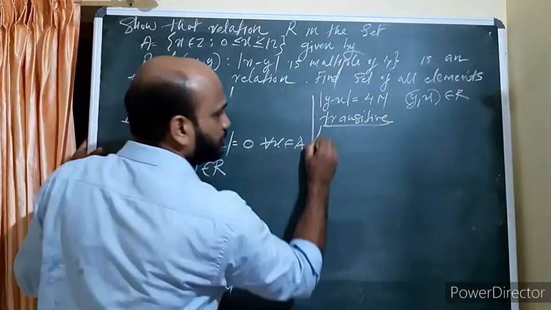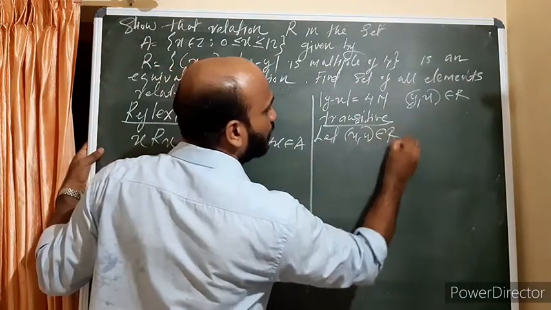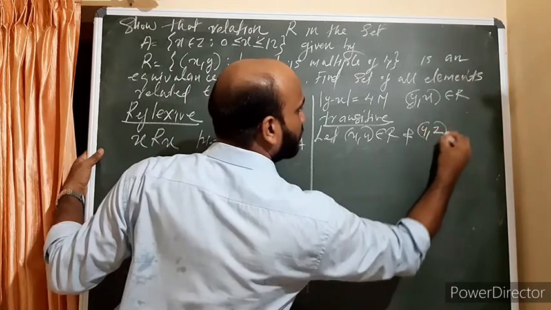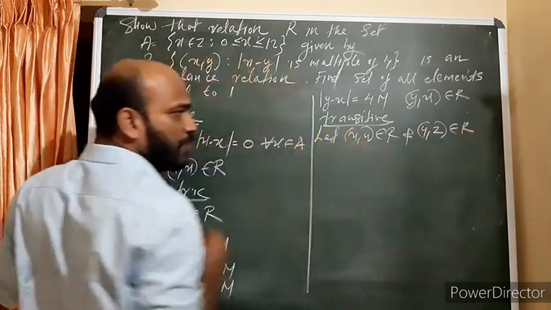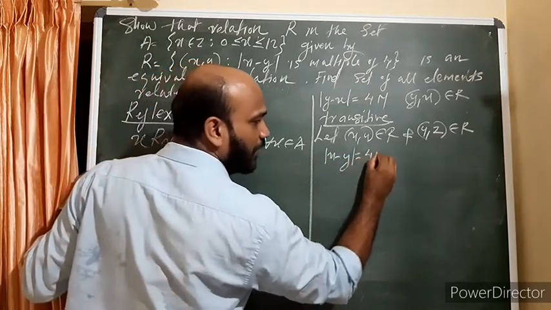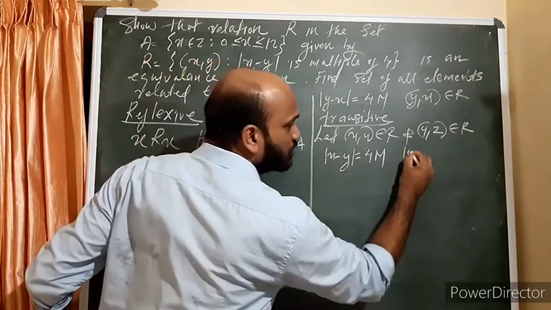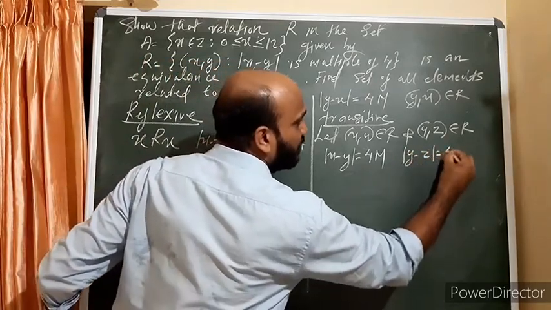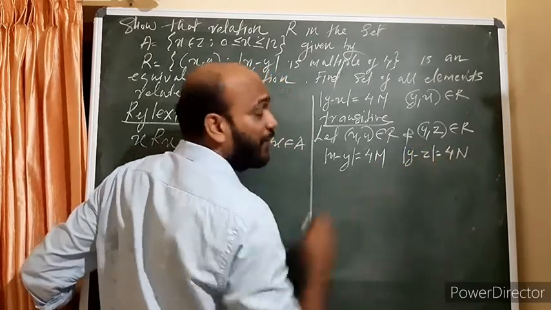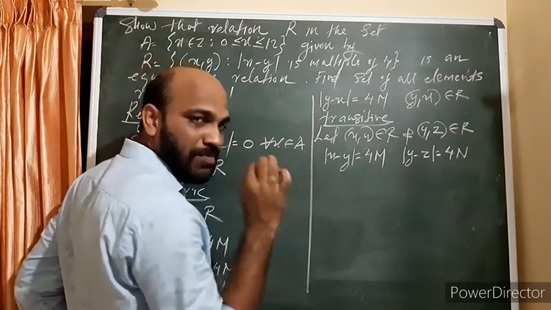So let (x, y) belong to R and (y, z) belong to R. (x, y) belongs to R means modulus of x minus y is a multiple of 4. (y, z) belongs to R means modulus of y minus z is a multiple of 4. We can take it as 4n, and this is 4n because these two are different. Now we want to show that modulus of x minus z is a multiple of 4.